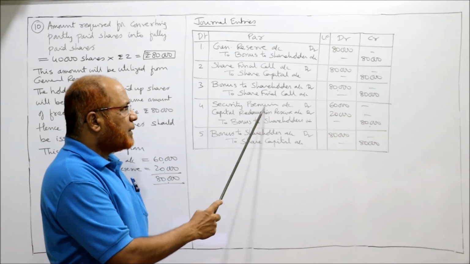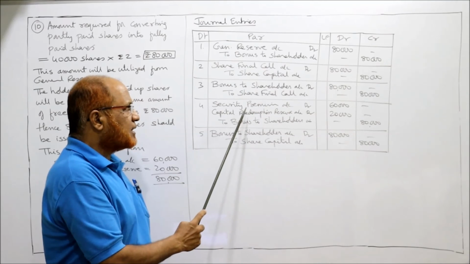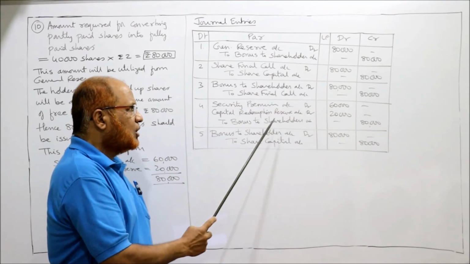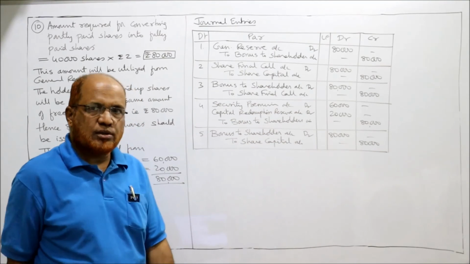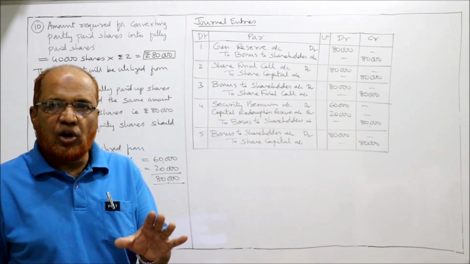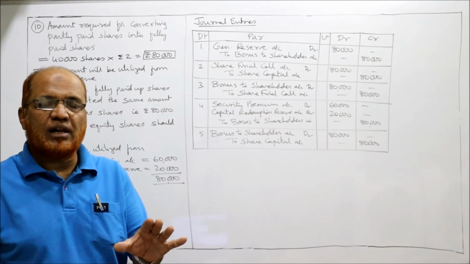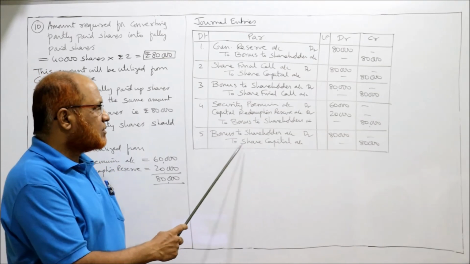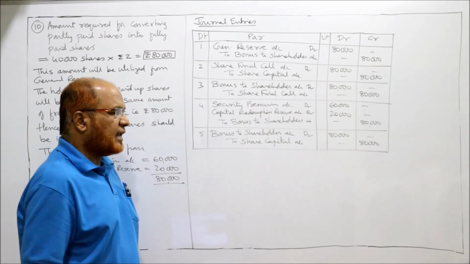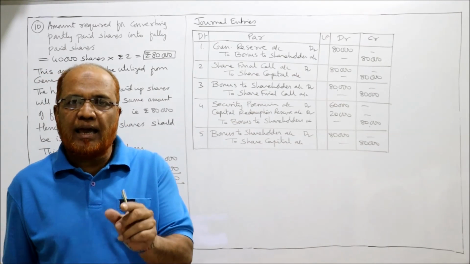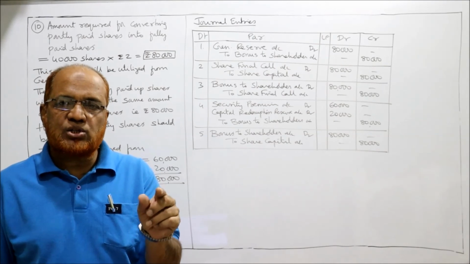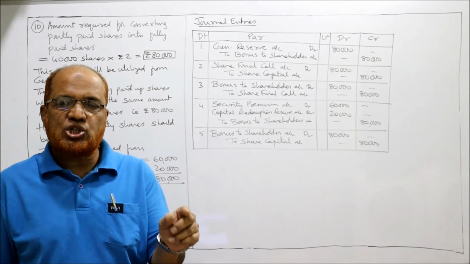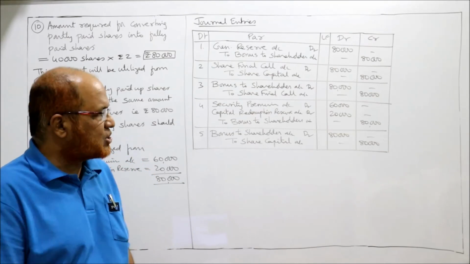Then security premium account debit 60,000, capital redemption reserve account debit 20,000 to bonus to shareholders 80,000, being the amount withdrawn from reserves for declaring bonus. Last one, bonus to shareholders account debit to share capital 80,000, being 8,000 equity shares of rupees 10 each issued as fully paid bonus shares.